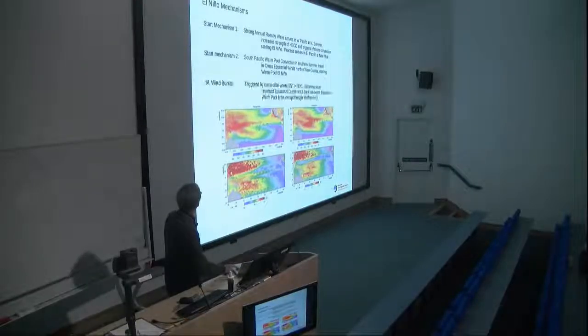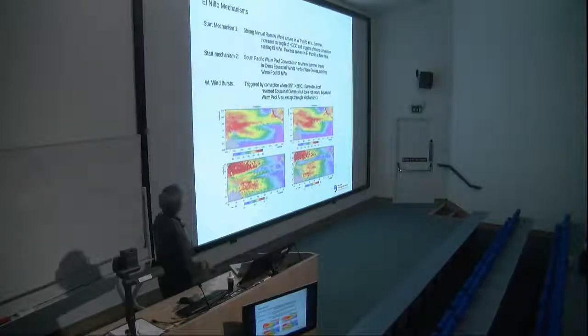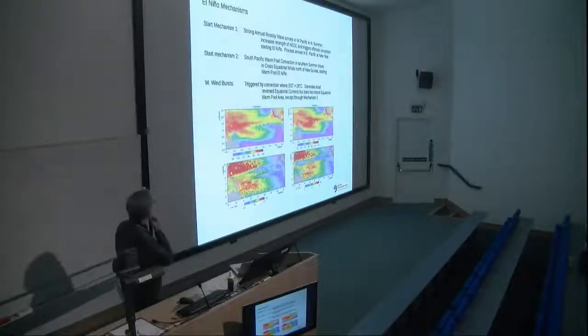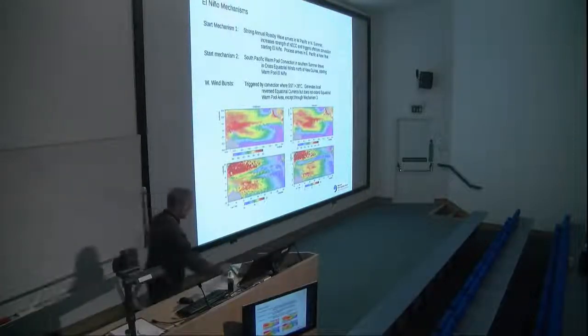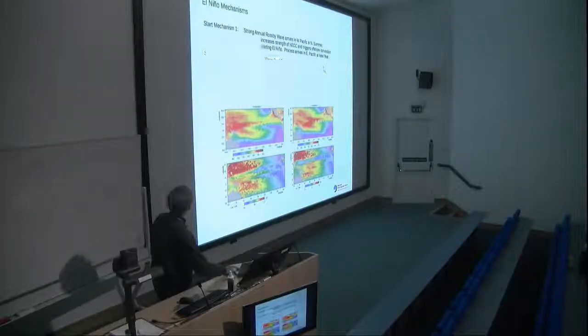What have I done there? So these are the 2 mechanisms. The Rossby wave. Okay, no, sorry, I've pushed the fingers to, let's go back.